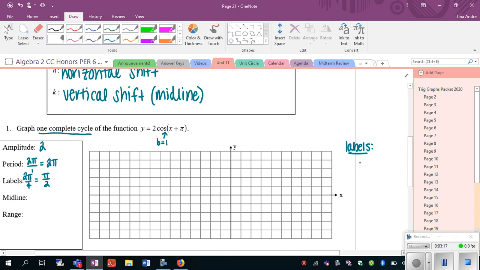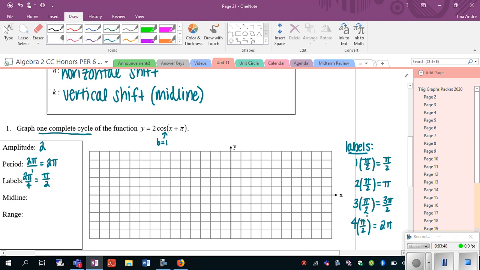But remember, for our labels, 1 times pi over 2 will be our first label, so that's pi over 2. Our second label will be 2 times pi over 2, which is pi. 3 times pi over 2 is just going to be 3 pi over 2. And then 4 times pi over 2 is just going to be 2 pi. So again, these are just our standard labels because they represent the quadrant angles. I'm just going to switch this to make it look more like a 2 there.